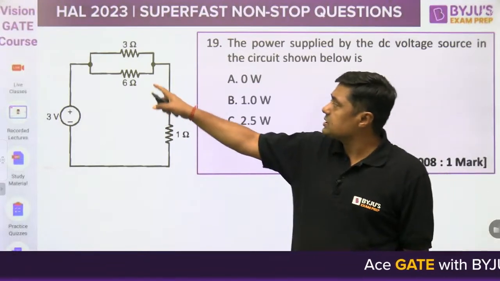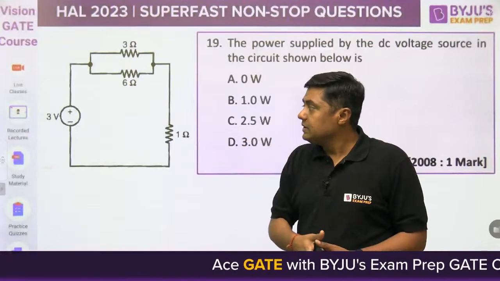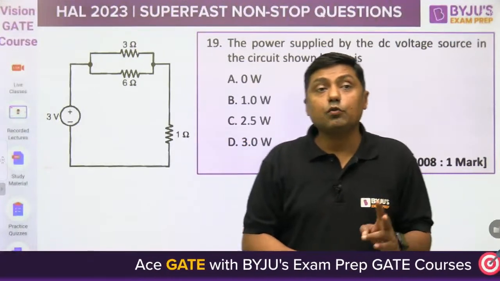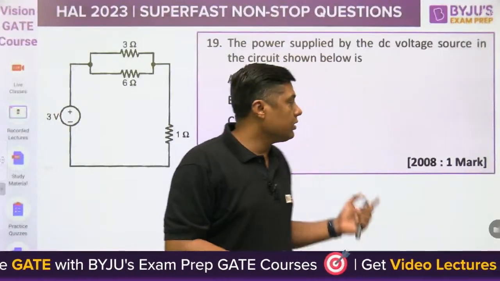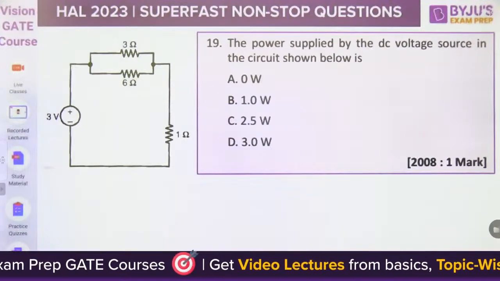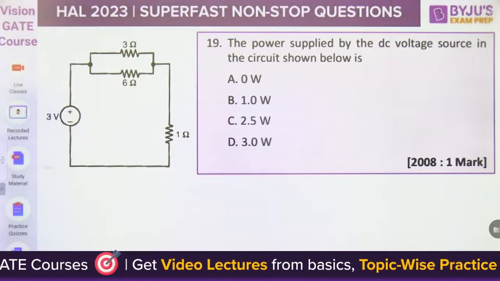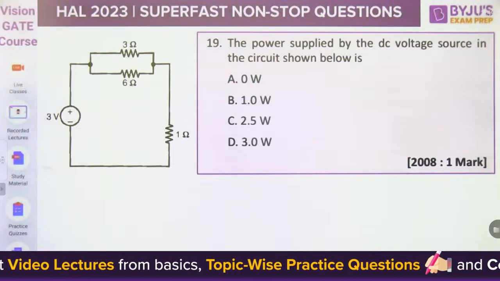This is the 6, this is the 3, this is the 1, this is the 3 volt, it is connected here. Then what is the power supplied by the 3 volt battery? Very, very simple question. This type of questions you may expect in exam. Okay, try to solve: 0 watt, 1 watt, 2.5 watt and 3 watt. Network or circuit theory. Then this is the circuit.